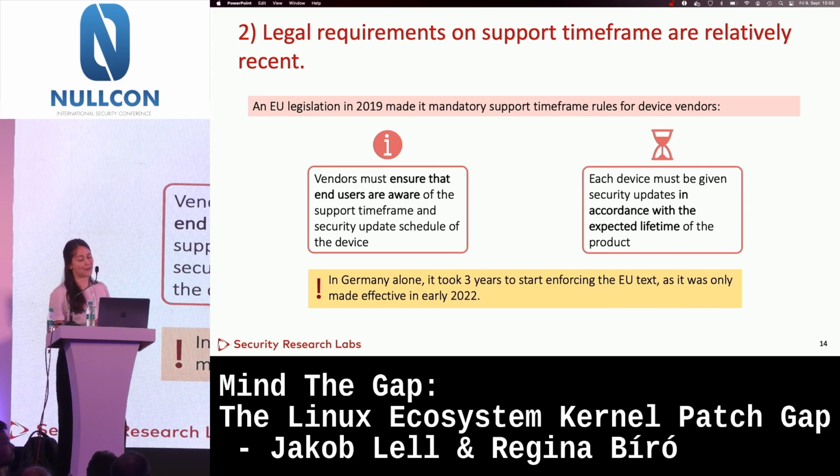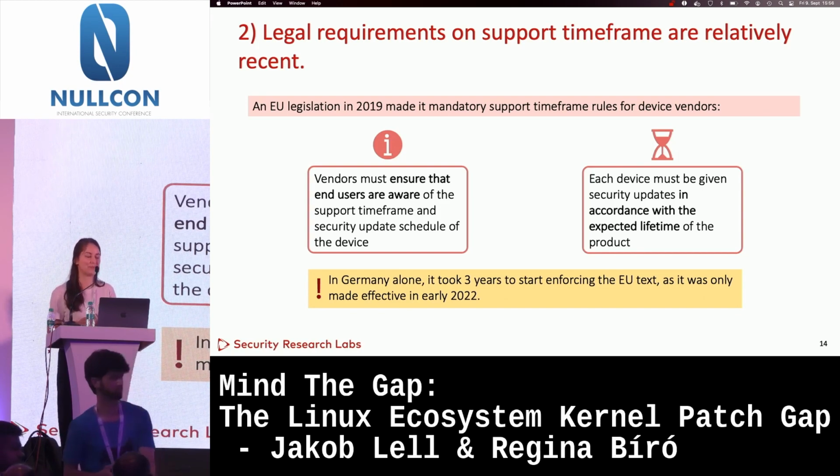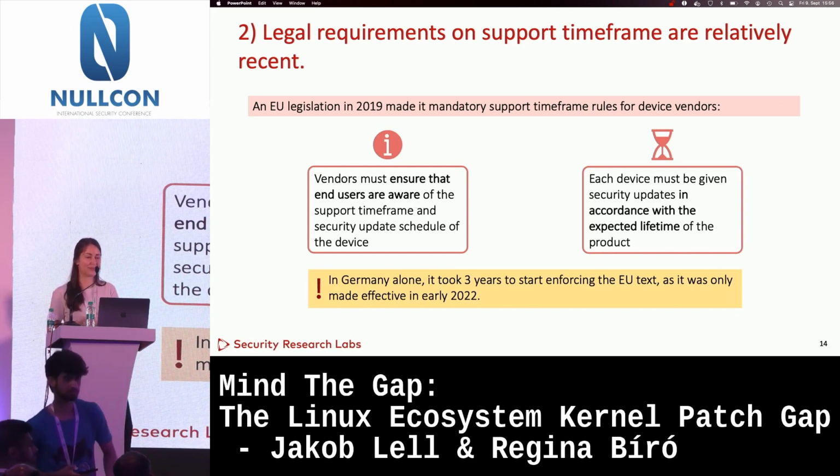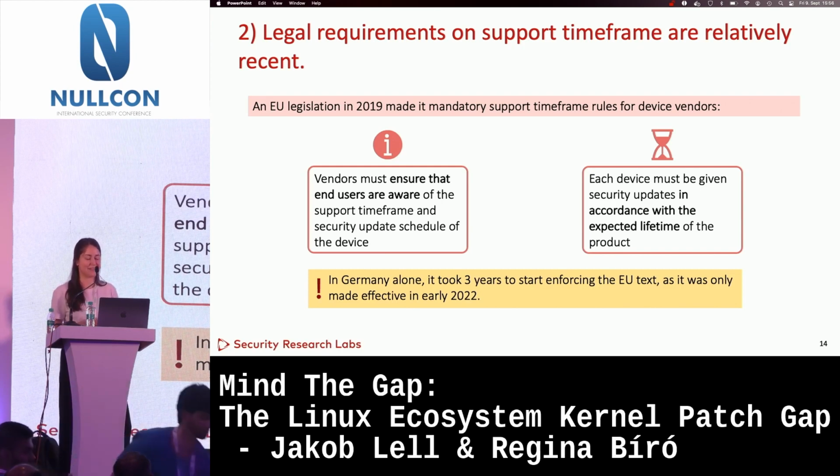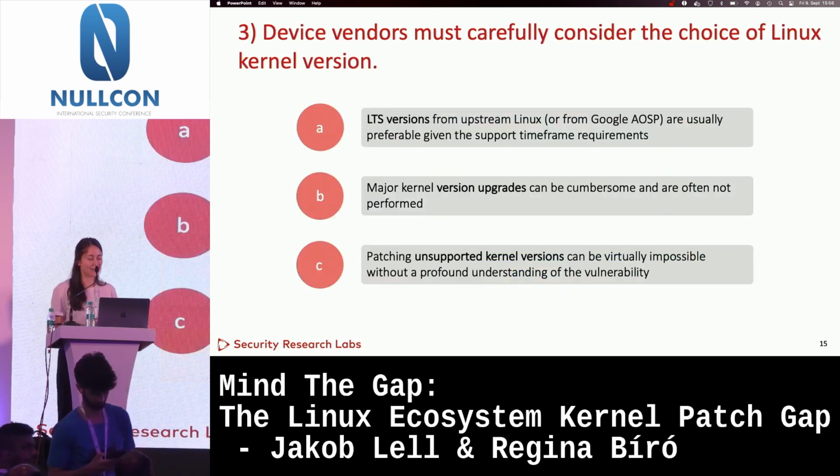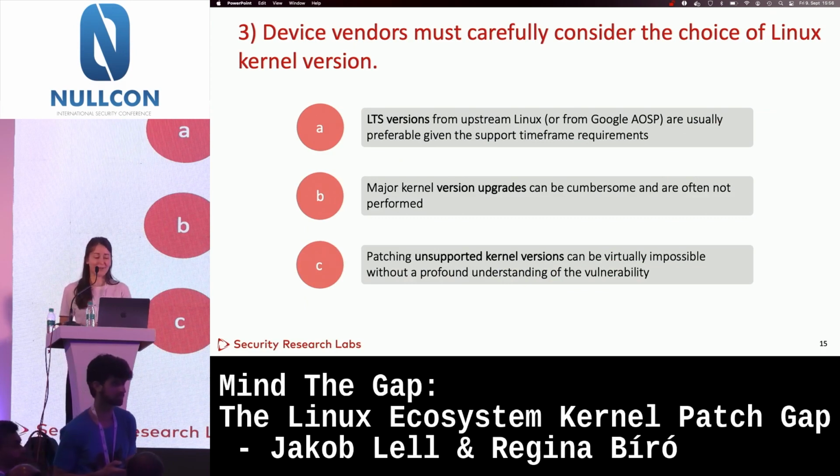And just to show you how recent this is, countries are also very slow to adapt to these rules. For example, for Germany, it took 3 years to start enforcing this, which means that basically they made it effective this year. So now I'm giving the word to Jakob, who will continue explaining why it is important to choose the kernel version, right?